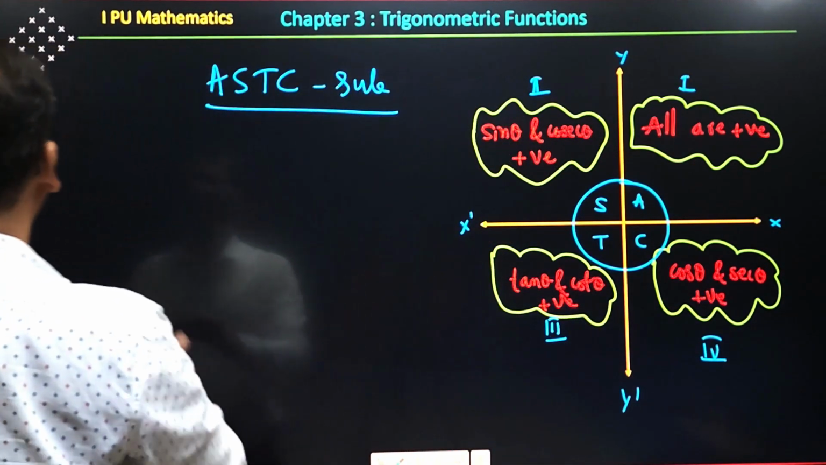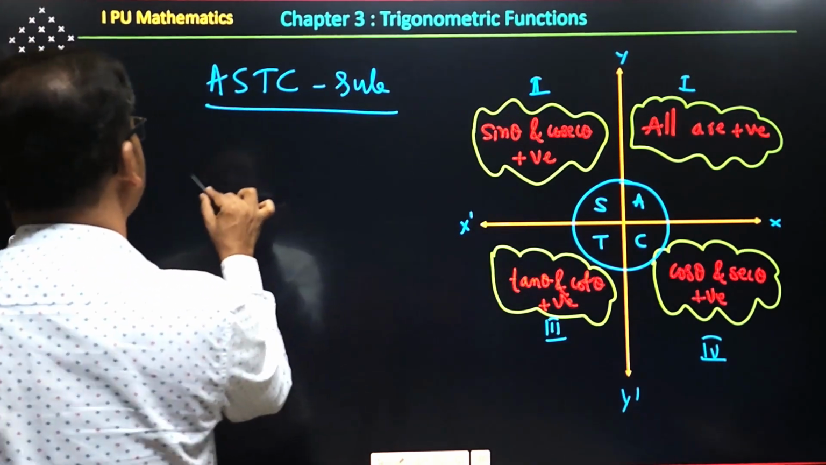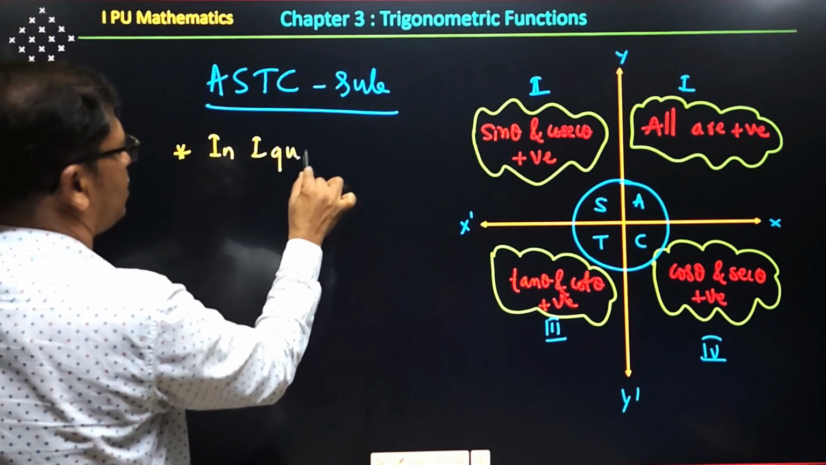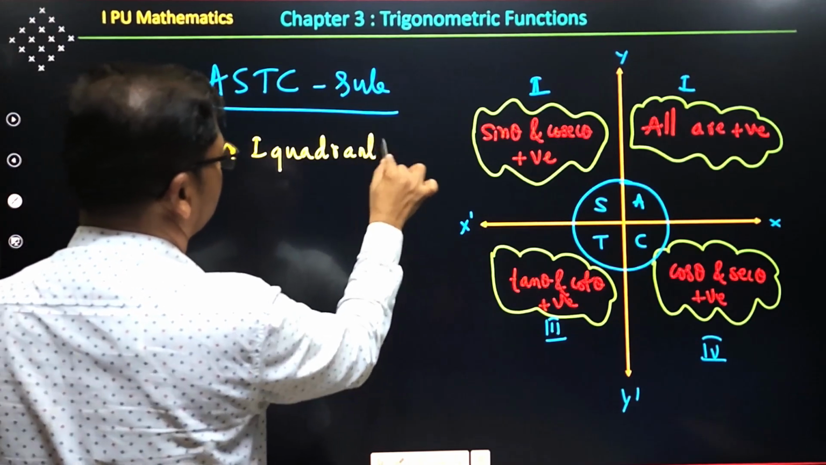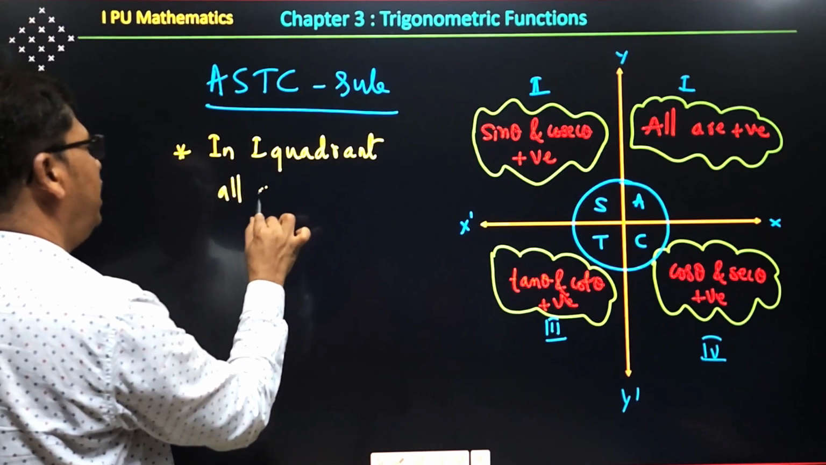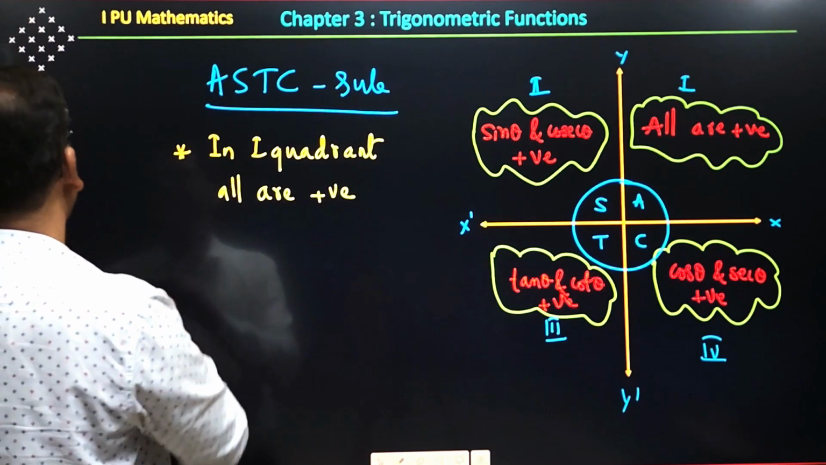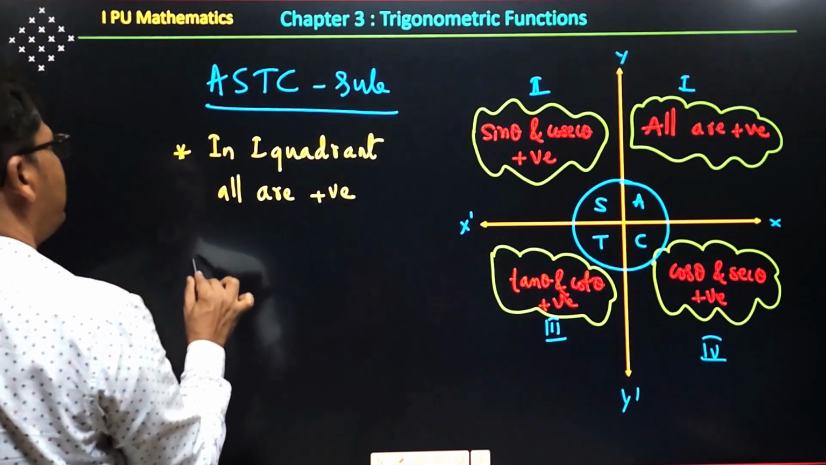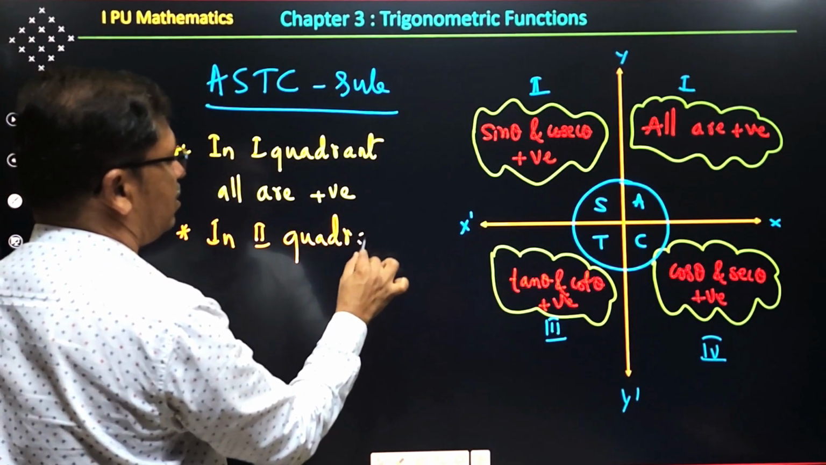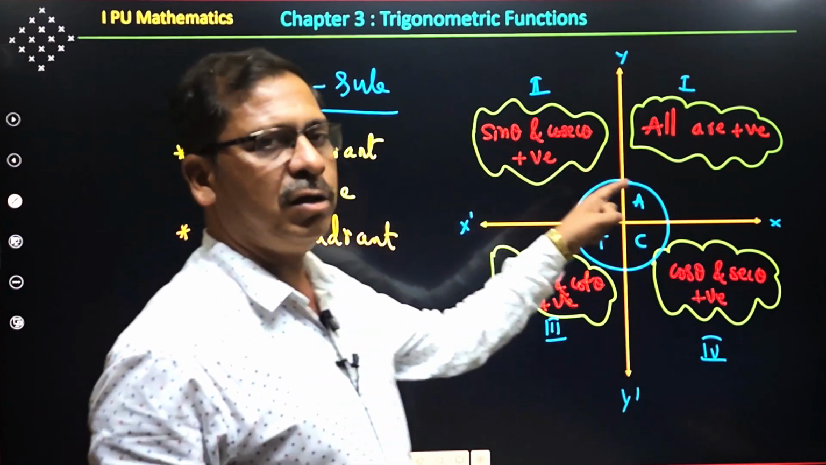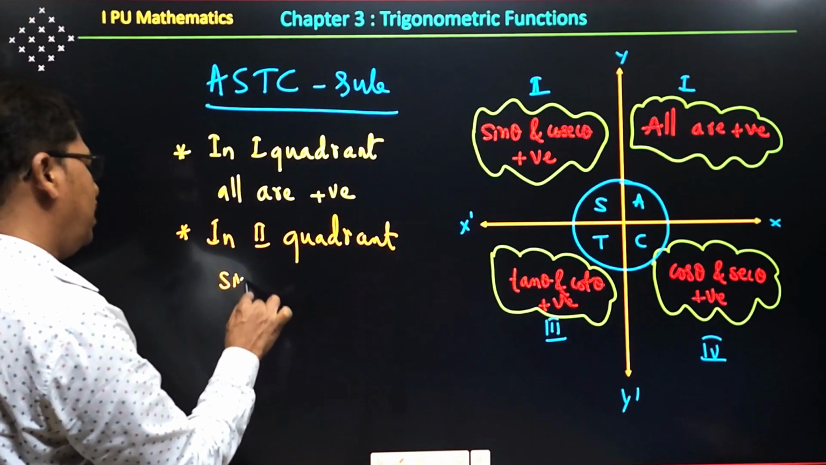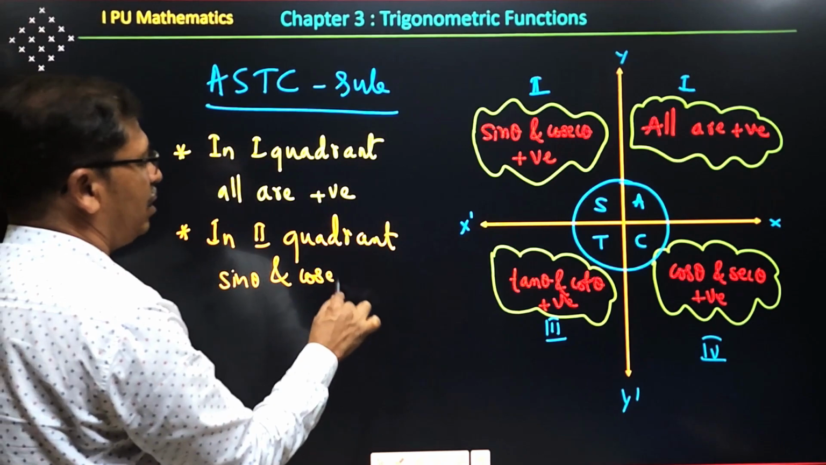See, once again, I would like to recap. In the first quadrant, all the trigonometric ratios are positive. All are positive. Next, in the second quadrant, sine theta and cosec theta are positive. Remaining negative.